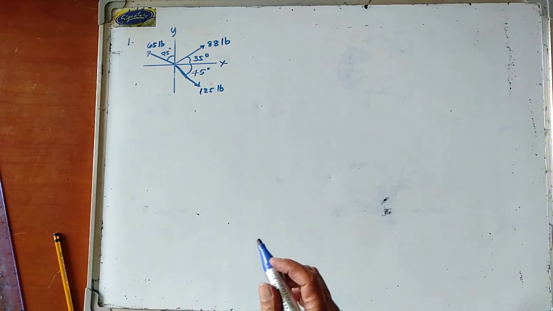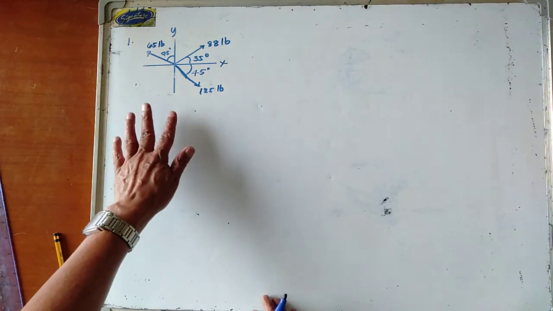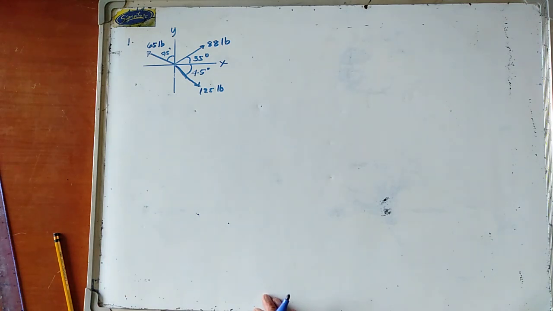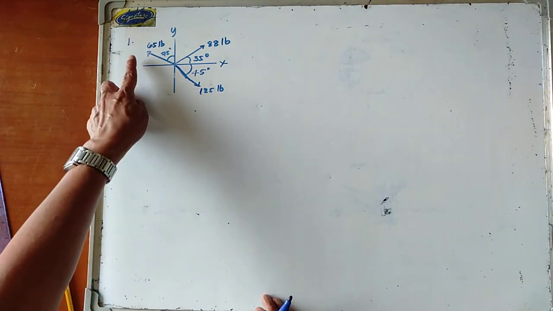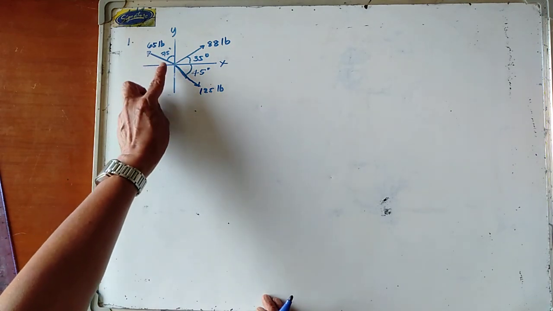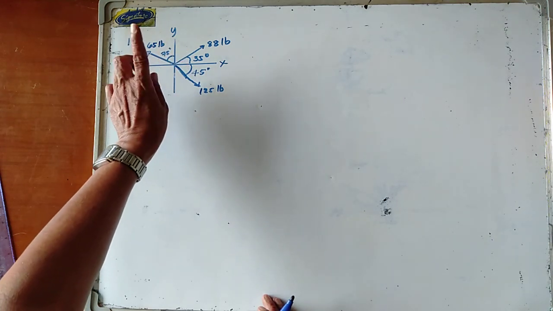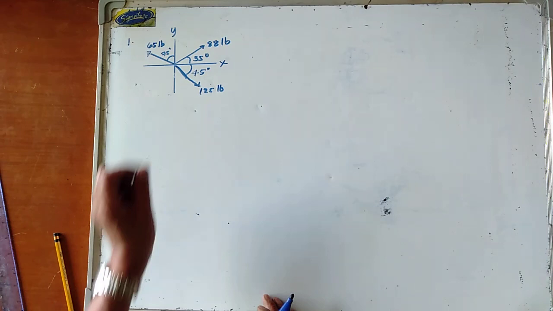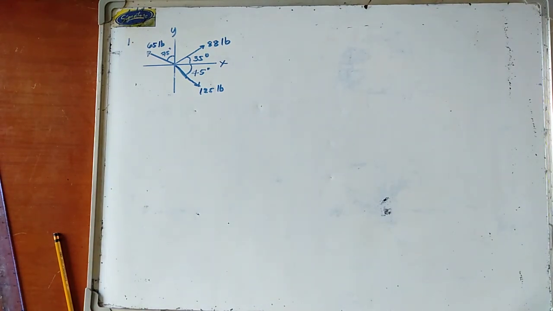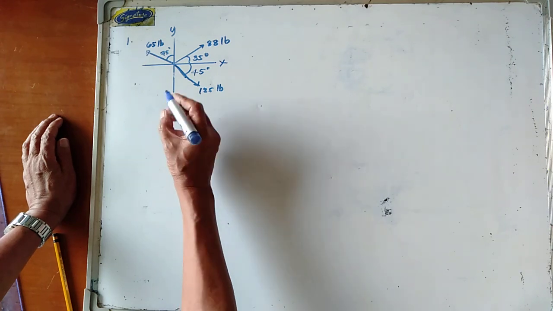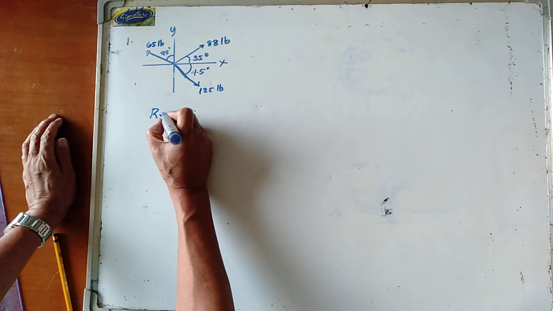For sample problem number 1: find the resultant of the given system of forces using the component method. We have 65 pounds making an angle of 75 degrees with the y-axis, 88 pounds at 35 degrees with the x-axis, and 125 pounds at 45 degrees with the x-axis. First, let's determine your Rx.